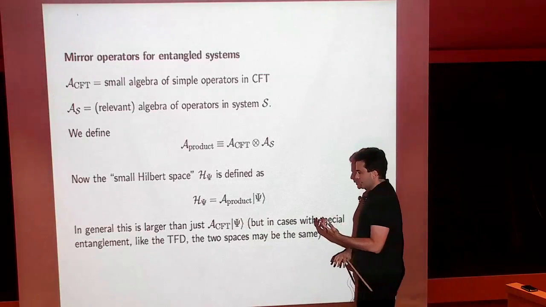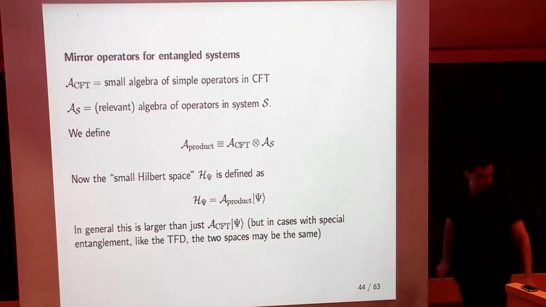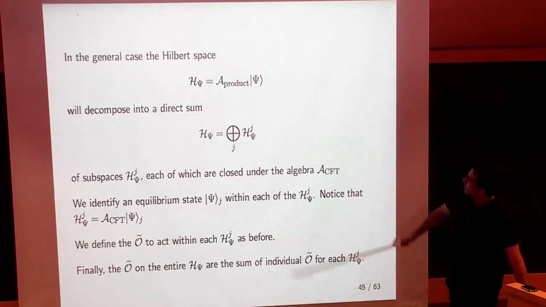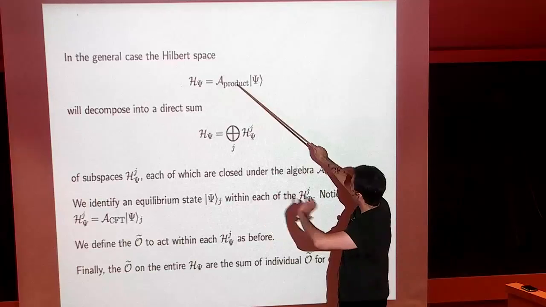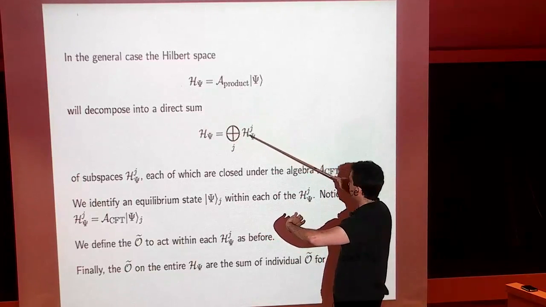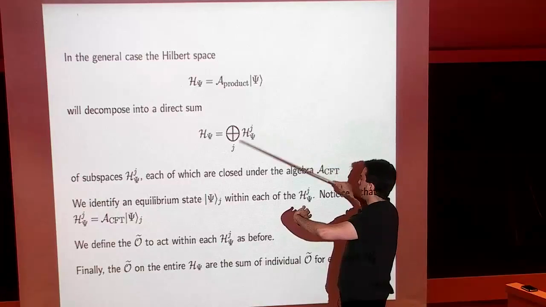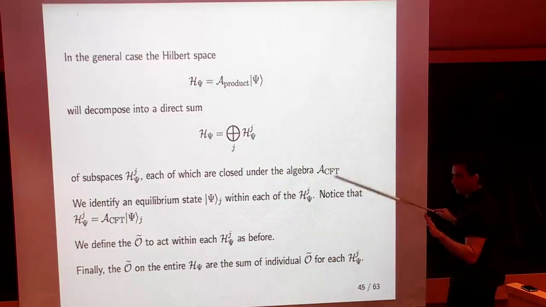For other states with more generic entanglement, this is a bigger space than that one. Now, in general, this space that you define by acting with all possible products of operators from two sides can be decomposed into a direct sum of subspaces, each of which is closed under the algebra of the single conformal theory.